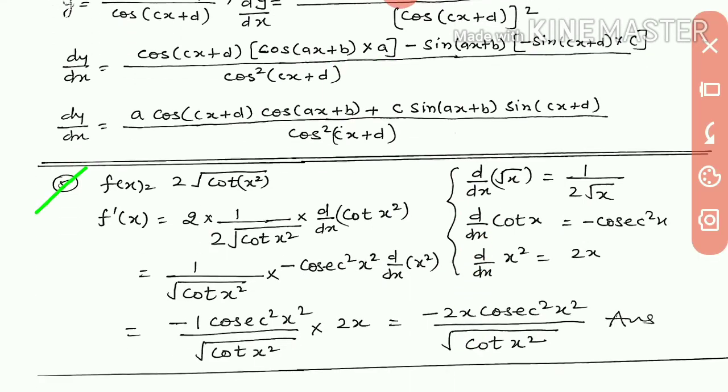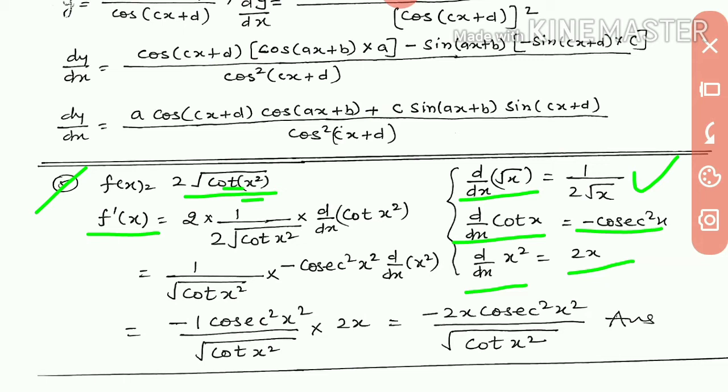Here the outer function is root x. So the root x formula is 1 upon 2 root x. All of you understand? Next is cot, so the cot x formula is minus cosec square x. Third is x square, so the x square formula is 2x. Now, you cannot do it continuously, but you can use this method also. I give you a different method also. This is the different method.